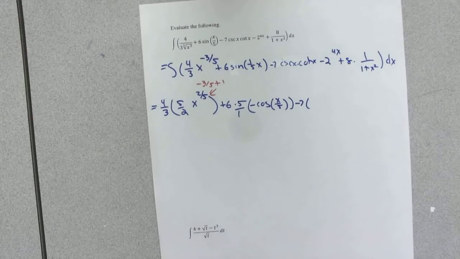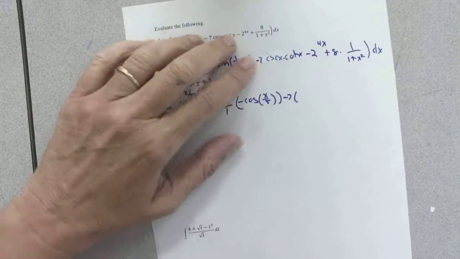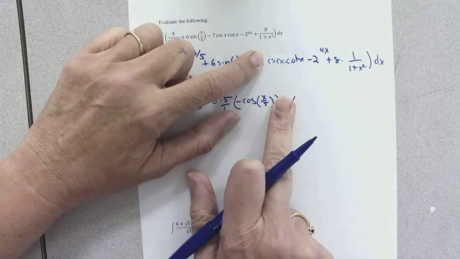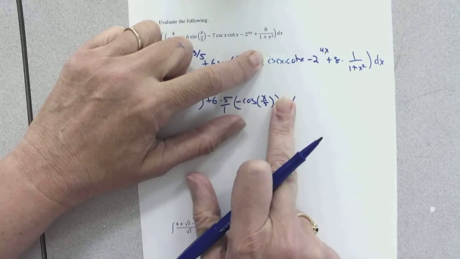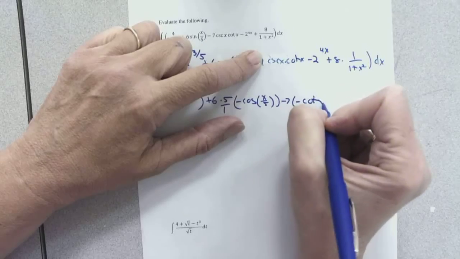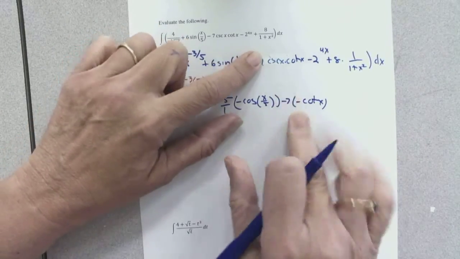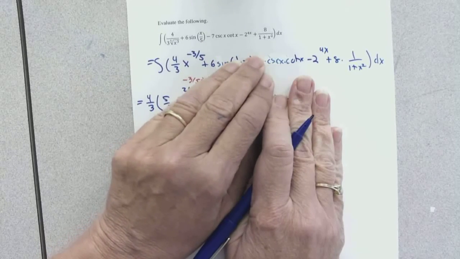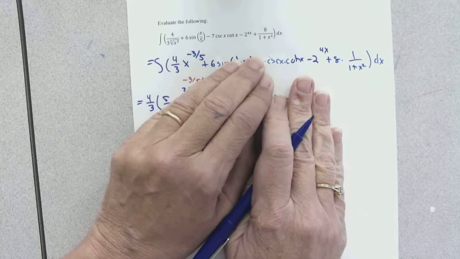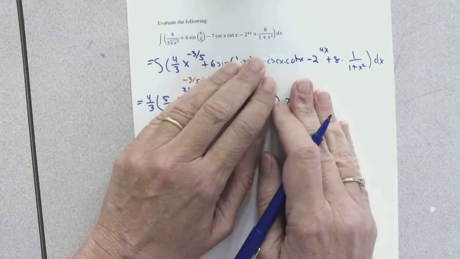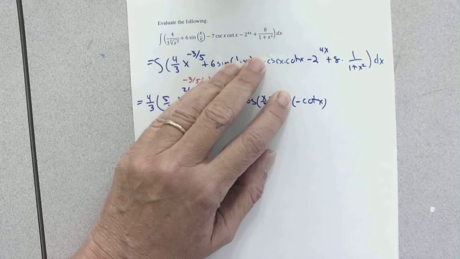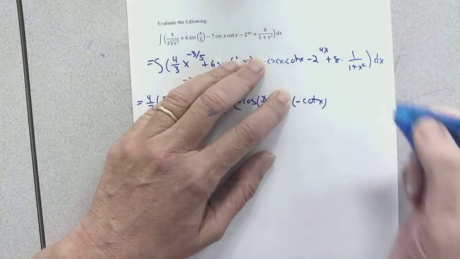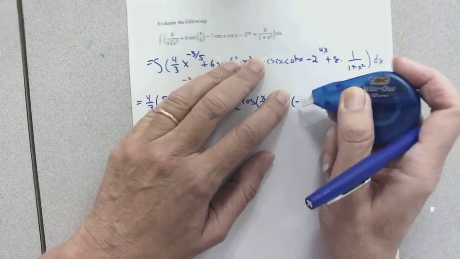Be careful about the sign. So I'm not looking at the negative 7. I'm just looking at the cosecant cotangent. And so I ask myself, what has a derivative of positive cosecant cotangent? And that's going to be negative cotangent. No, that's not. We're going to get it right. Let's try again.